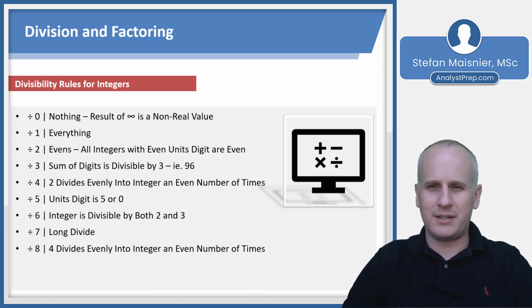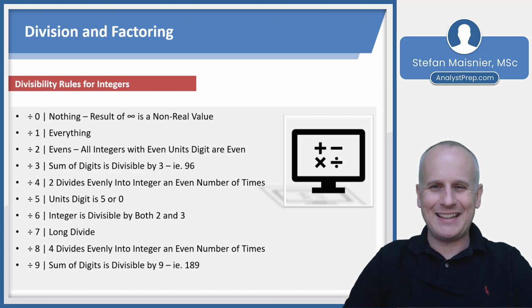8 is something that is going to be divisible by 8 when 4 divides evenly into that integer. So it's basically the same rule as 2, just extrapolated to 4. So again, with 96, I knew that 4 went into 96 24 times, which is an even number of times. Therefore, 8 will go in an even number of times as well. And sure enough, 8 goes into 96 12 times.